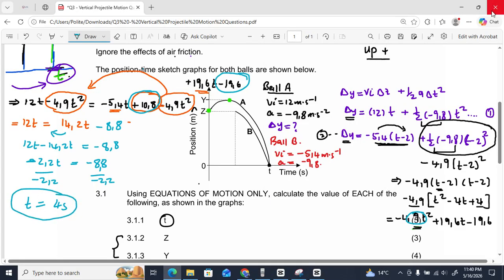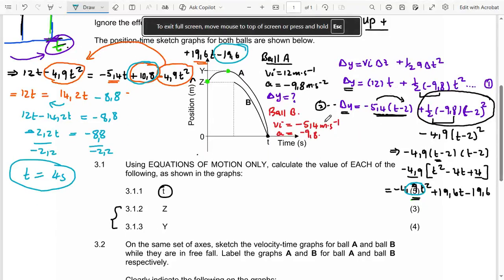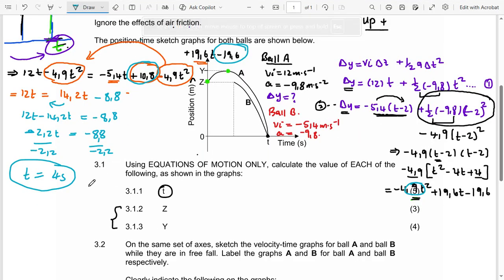That's your answer. So this tells you that the two balls took 4 seconds to reach the ground. I hope you are happy with that. I hope you guys understand. Please make sure that you pause the lesson, equate these two equations, and try to solve this on your own.